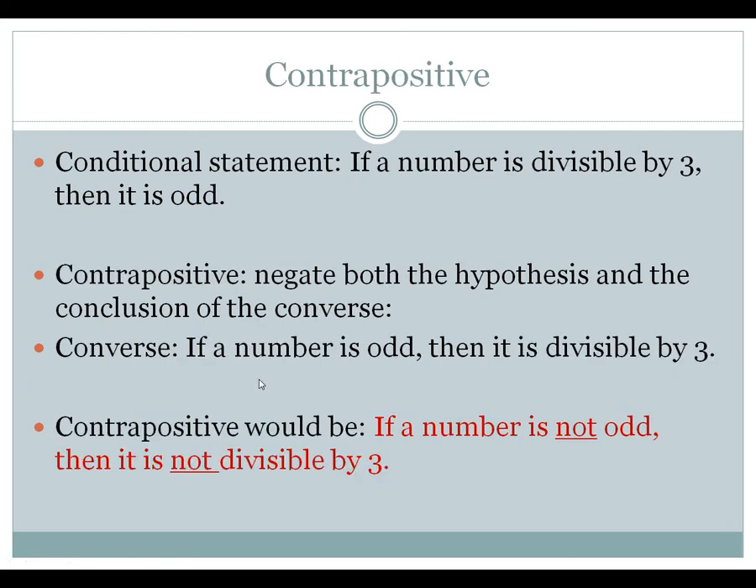And then finally, the contrapositive. It negates both the hypothesis and the conclusion of the converse. So the converse, if you remember, is where we switch the hypothesis and the conclusion. So if a number is odd, then it is divisible by 3. So now if I negate that, our contrapositive would be if a number is not odd, then it's not divisible by 3. Another way that you could think of a contrapositive is that it's simply just the inverse of the converse. Okay?